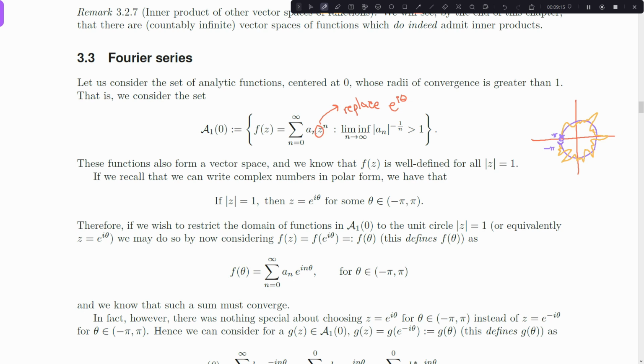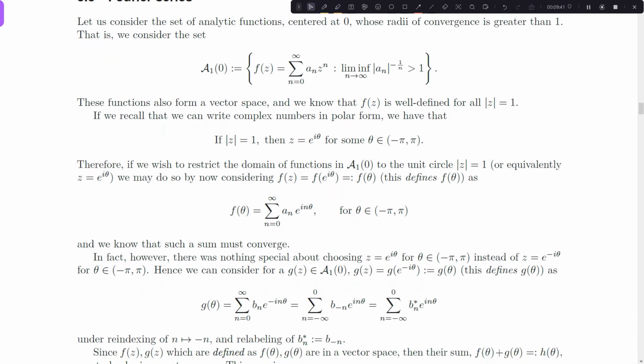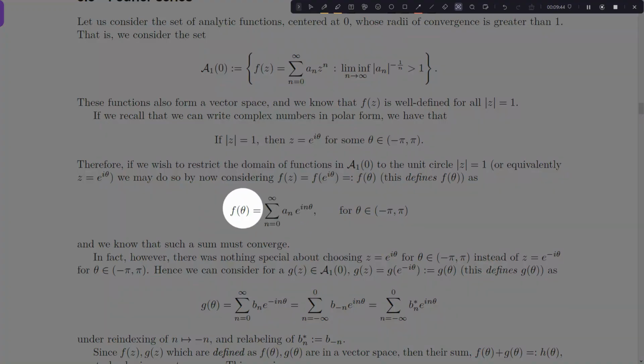But really all I'm doing is restricting the domain of the function so that now the input and the output are only one-dimensional, right? So now the input is theta. F is now mapping minus pi to pi, and it's outputting a complex number. Okay, so that function is perfectly well defined, and it looks like the following. F of theta is now the sum of a sub n e to the I n theta, and that's perfectly valid for all theta in the range that I defined.